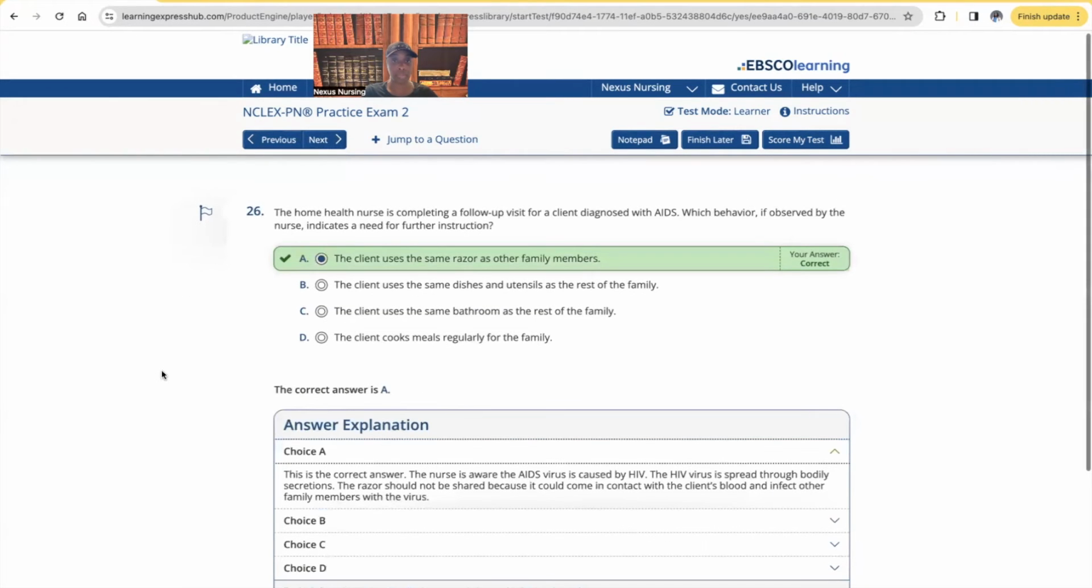A. This patient has an infectious disease that is transmitted through bodily secretion, so they should not be sharing razors with anyone else. Okay.